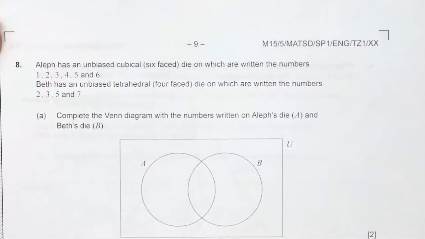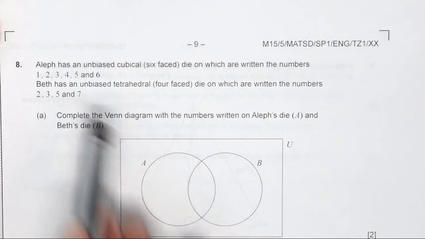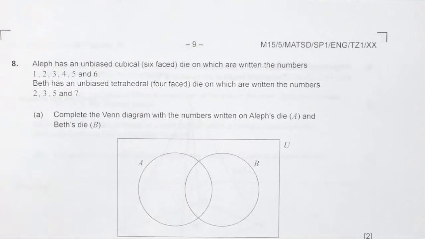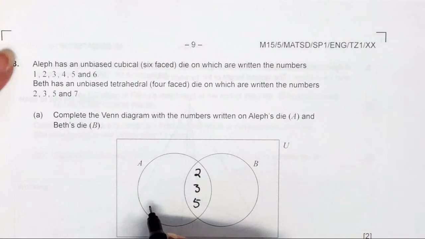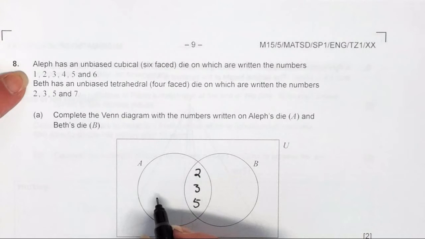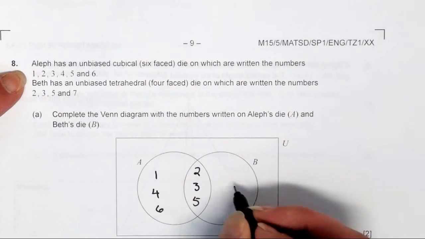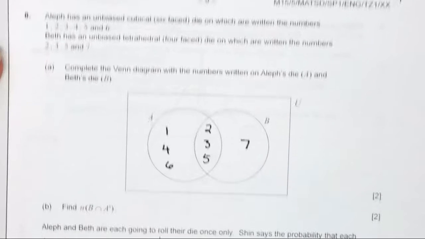We have a 6-face die, and we have a 4-face die that has these numbers written on it, and we're supposed to complete the Venn diagram. So, what's going to go in the middle? Which ones do they share? 2, 3, and 5. What's just going to be in the A dice? 1, 4, and 6. And this one's just going to have a 7 right here, right? Okay. Most people got that part fine.